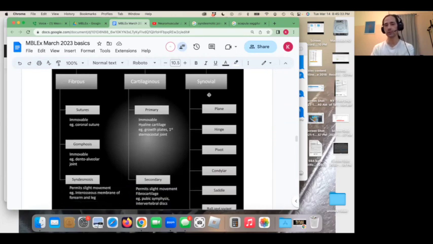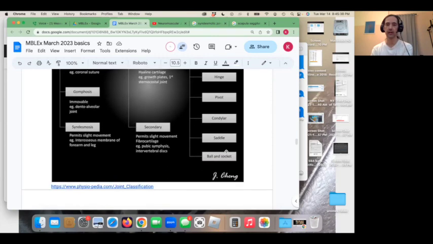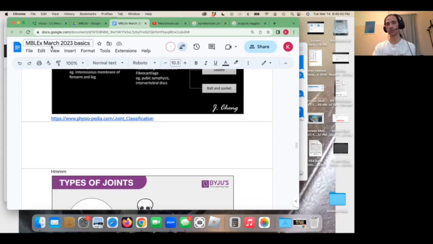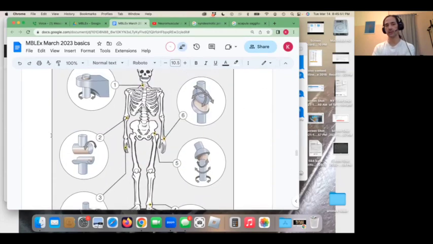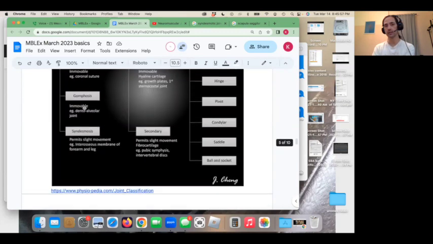So the synovial joints or the diarthrotic joints, they're the plane, hinge, pivot, condylar, saddle, and ball and socket. And in your March 2023 basics, there's a link here that you can click, and it will open this chart. So let's go over the types now. So, is there a question?